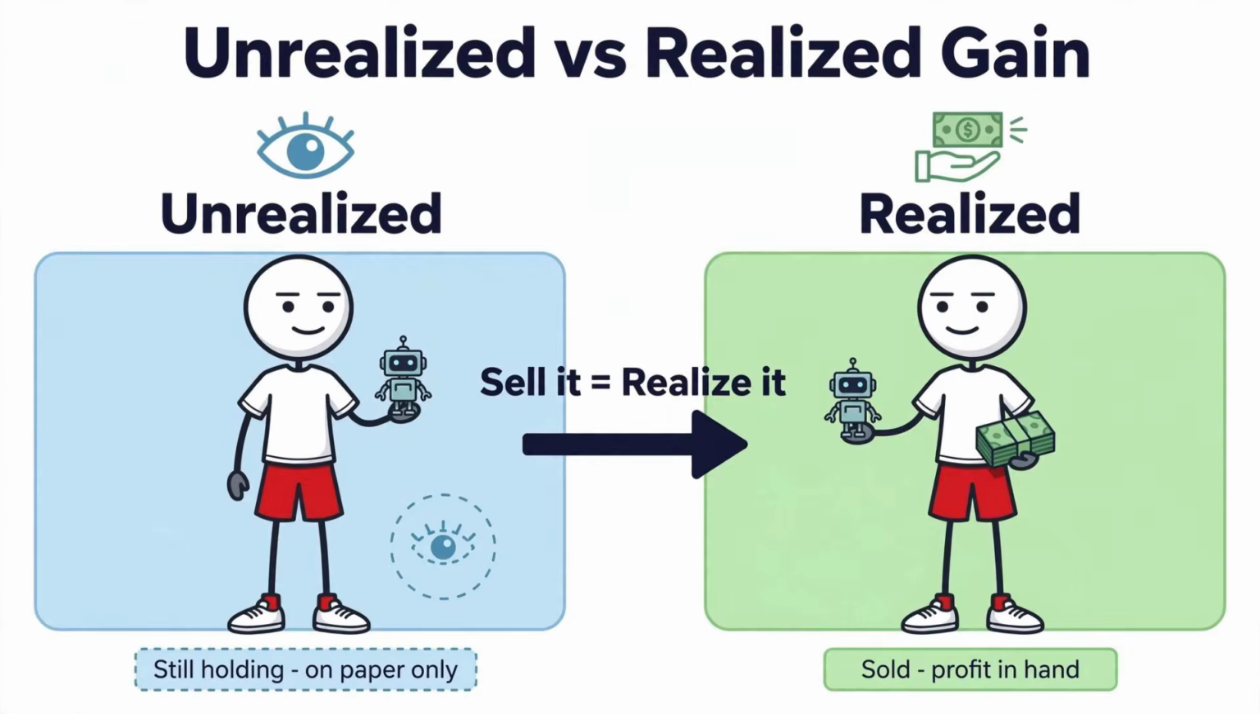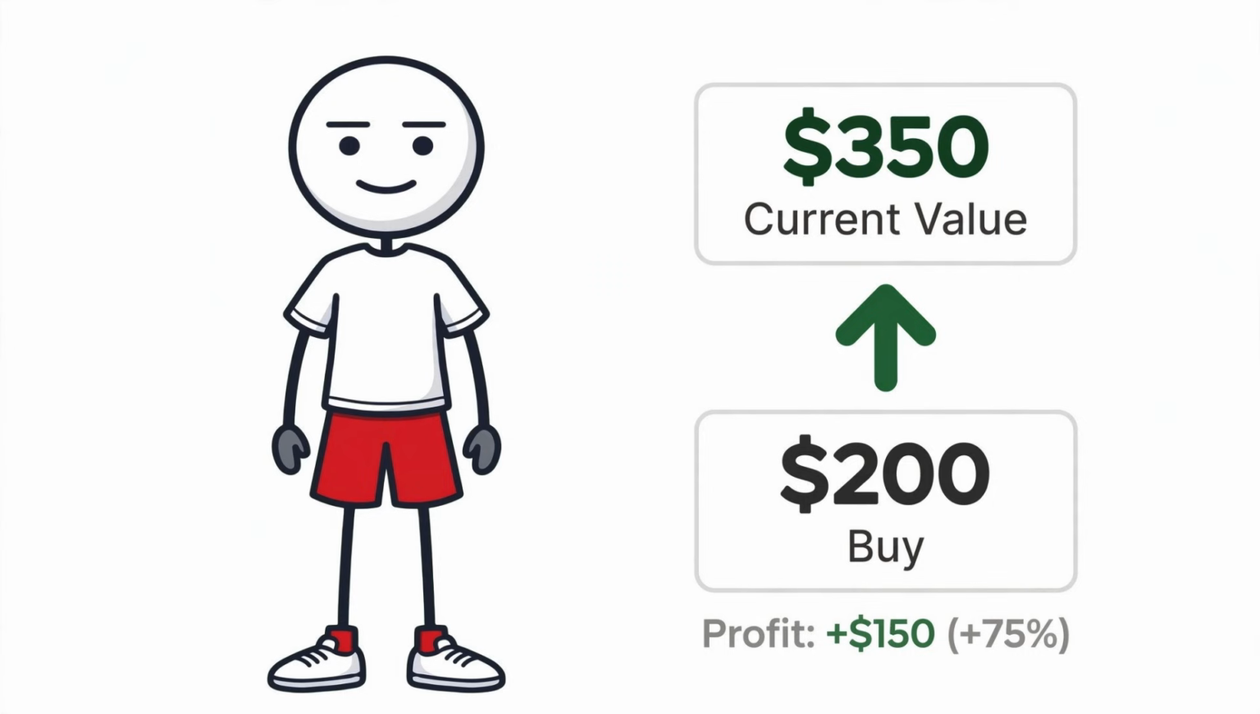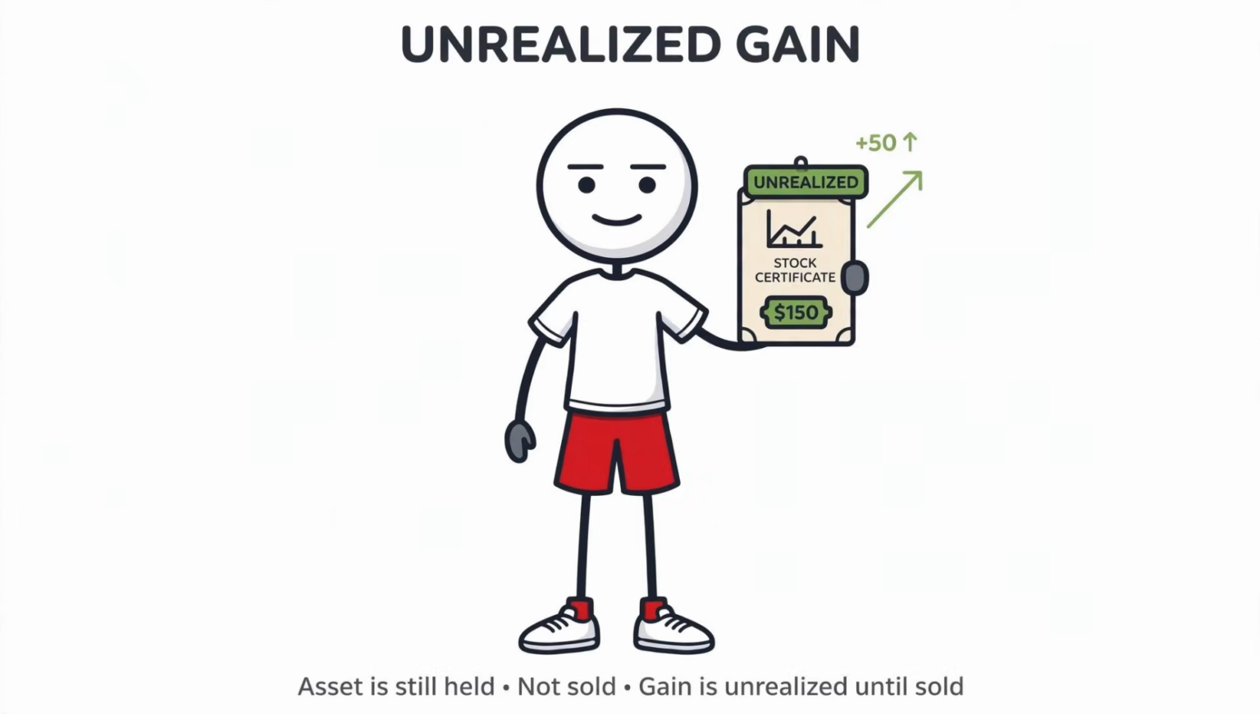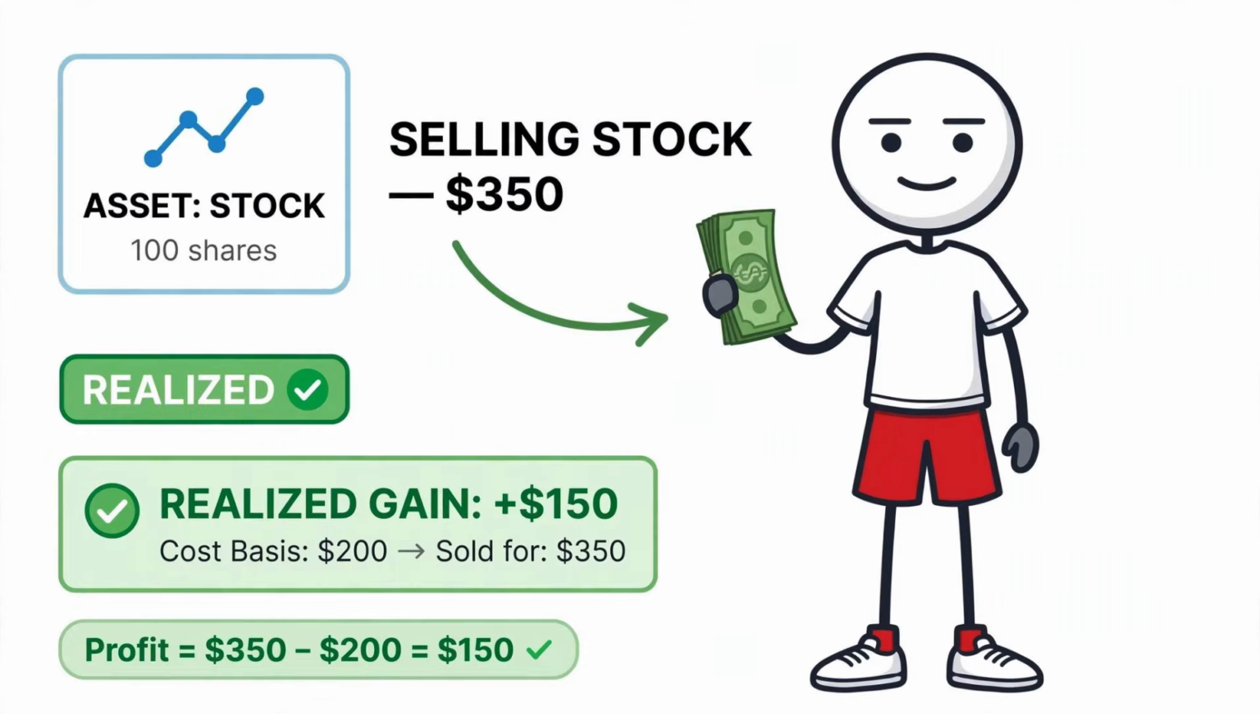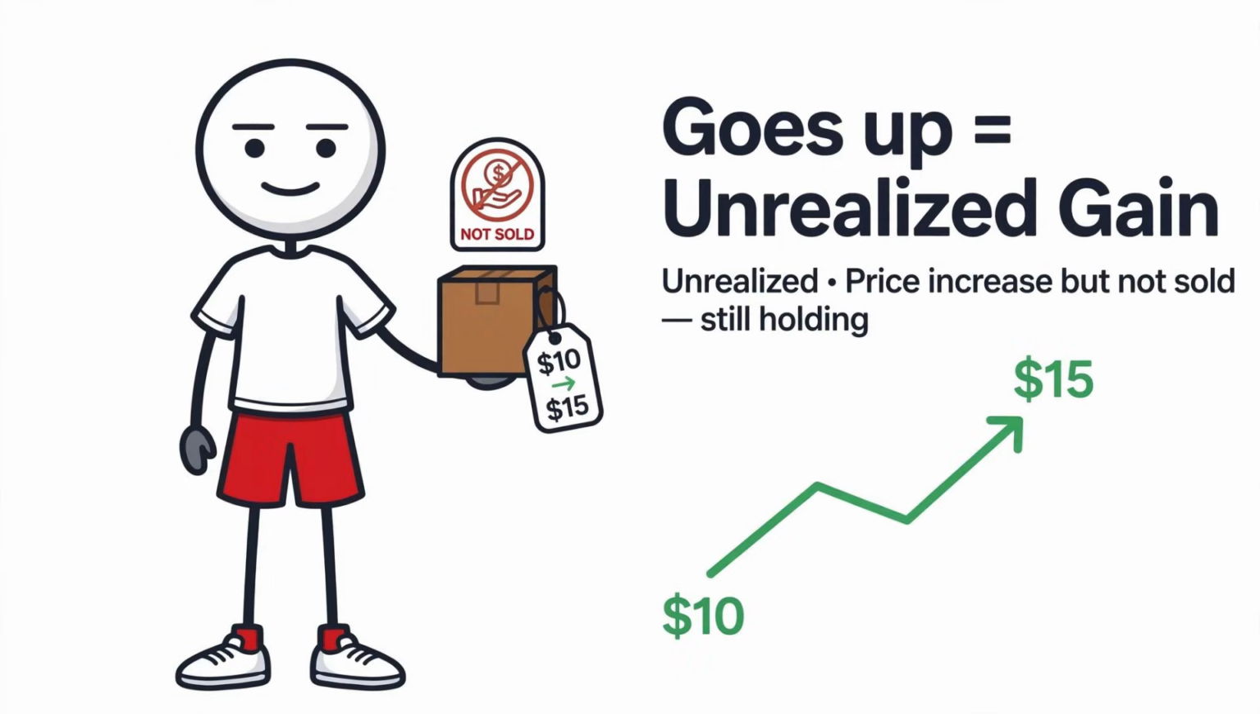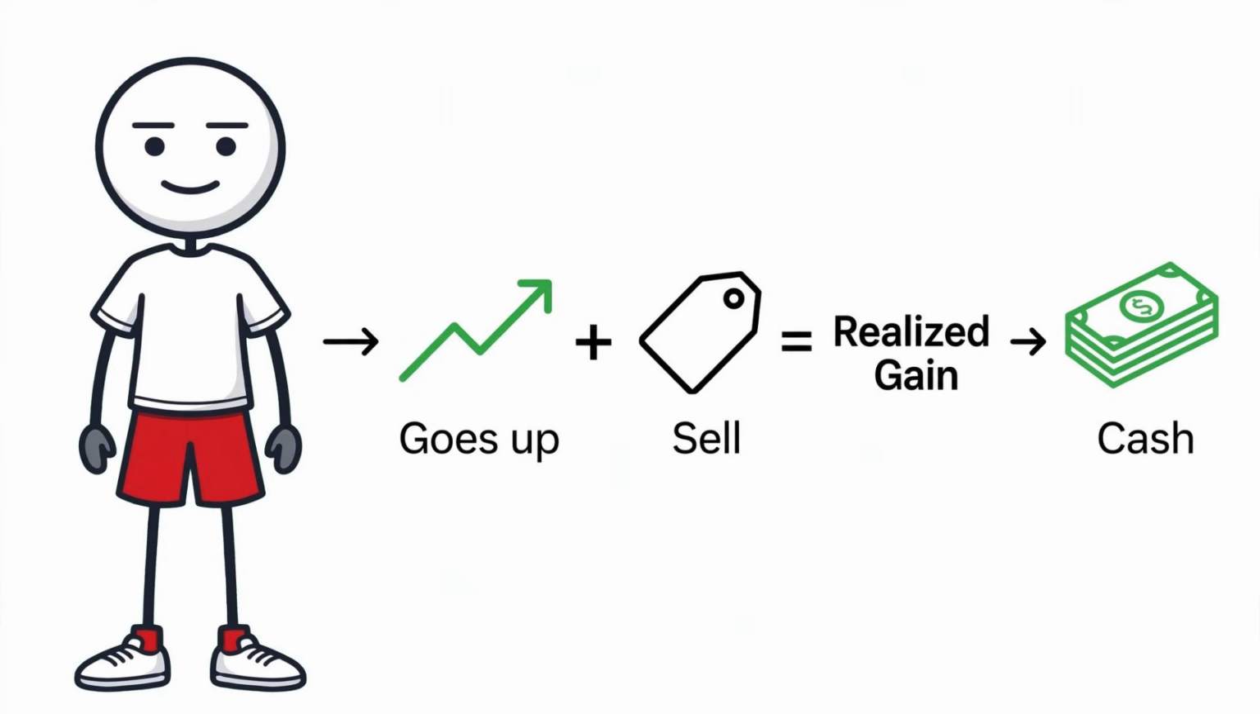Unrealized versus realized gain. There is an important difference. Suppose you bought a stock for $200, and it is now worth $350. You have a $150 unrealized gain because you haven't sold it yet. If you sell it for $350, the $150 becomes a realized capital gain. So, simply, investment goes up equals unrealized gain. Investment goes up plus you sell equals realized gain.